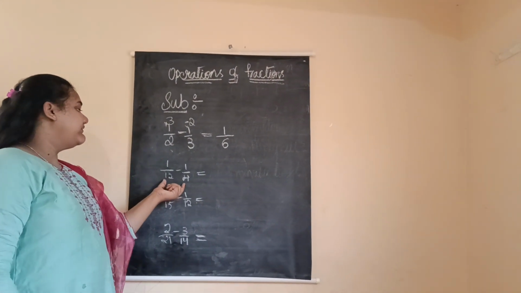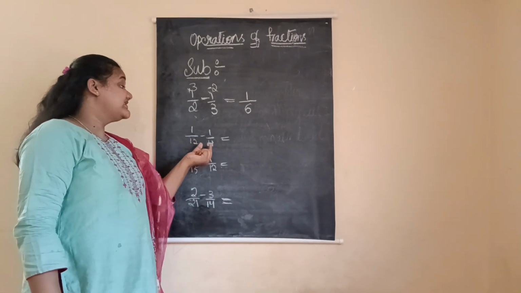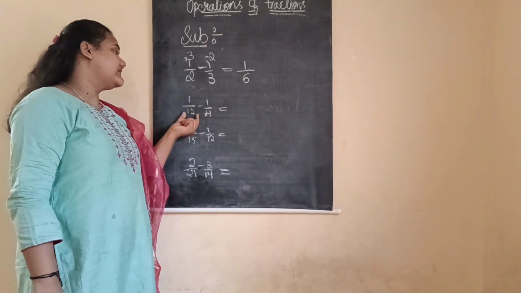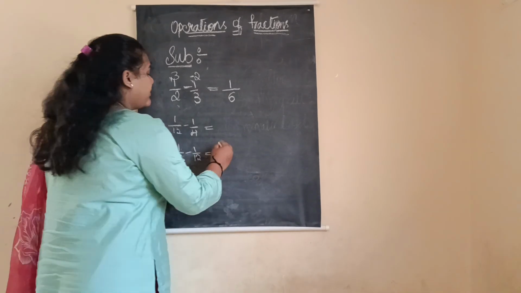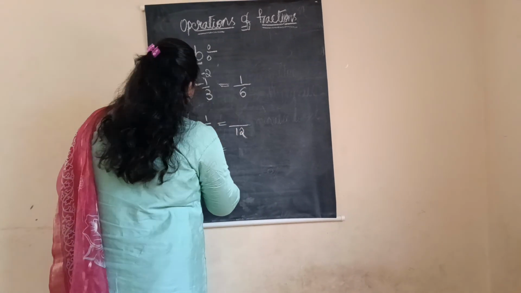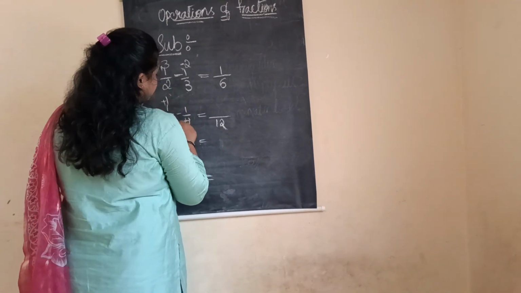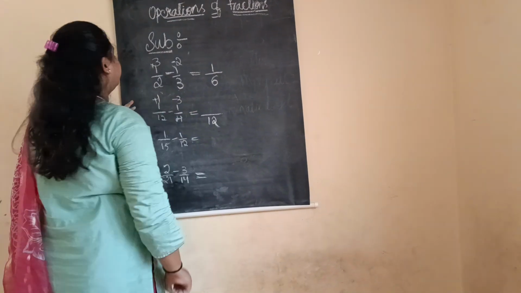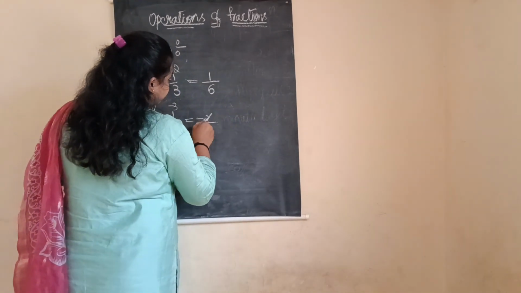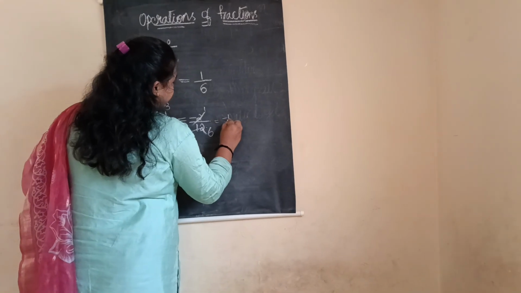Here, there is a relationship: 12 is divisible by 4. So 4 3s are 12. Then the highest denominator will be the LCM, so 12 is the LCM. 12 ones are 12, minus 3 plus 1, 4 3s are 12, minus 3 minus 2. Again it gets cancelled. 2 1s are 2, 2 6s are 12, so minus 1 by 6.